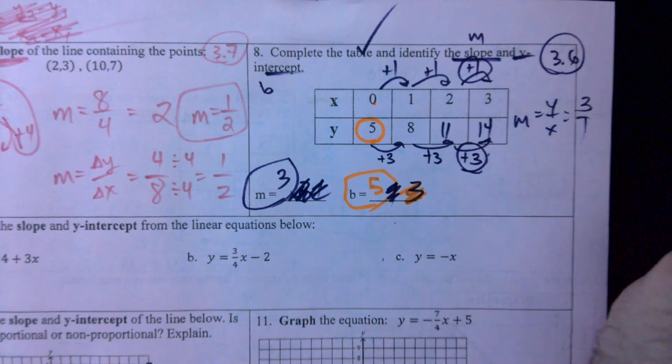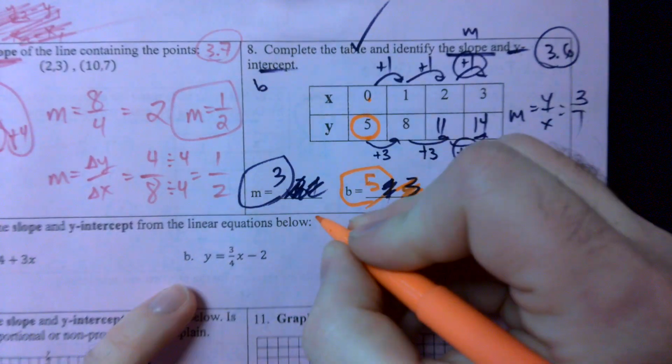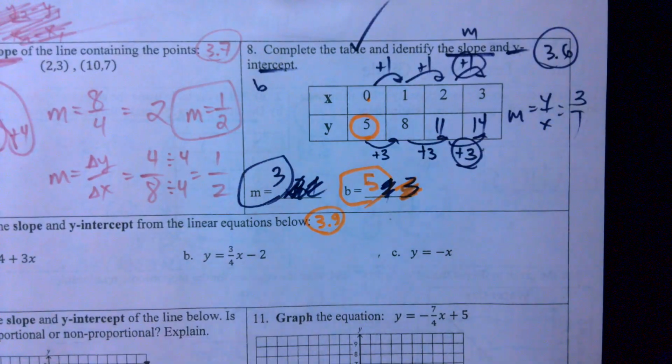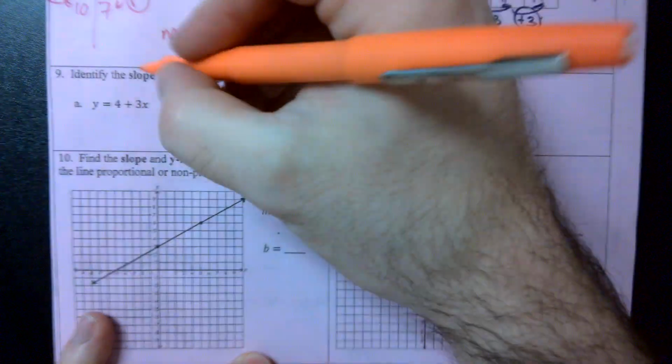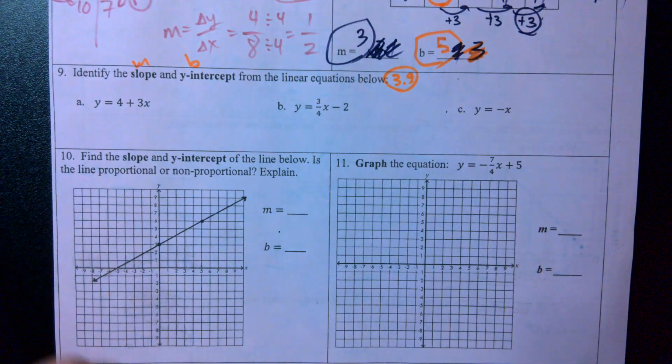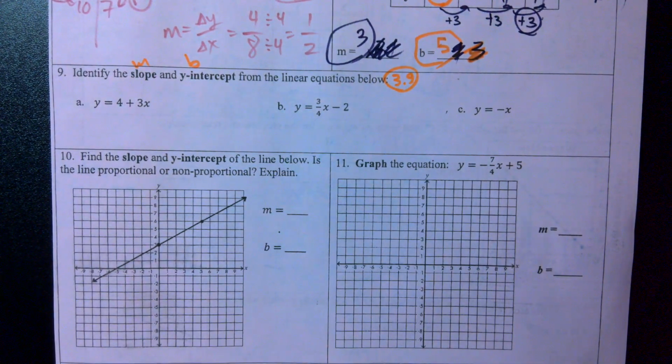Number 9 is from 3.9. All right. I gotta identify M and B. Now, A is already trying to trick you, right? What's my M here for number A?